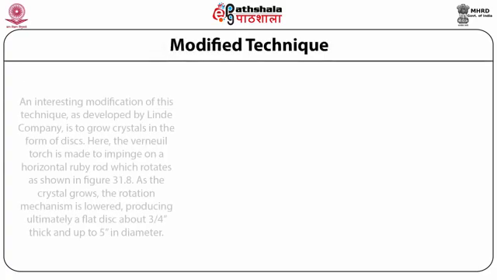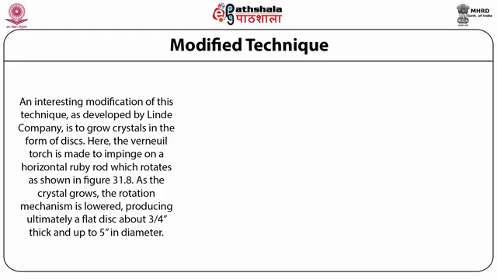Modified technique. An interesting modification of this technique, as developed by the Linde Company, is to grow crystals in the form of discs. Here, the Verneuil torch is made to impinge on a horizontal ruby rod, which rotates as shown in figure 31.8. As the crystal grows, the rotation mechanism is lowered, producing ultimately a flat disc about 3/4 inch thick and up to 5 inch in diameter.